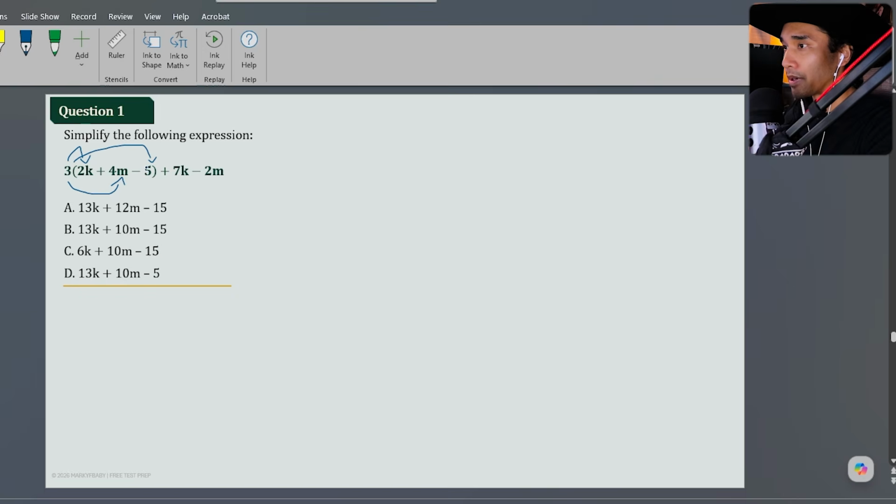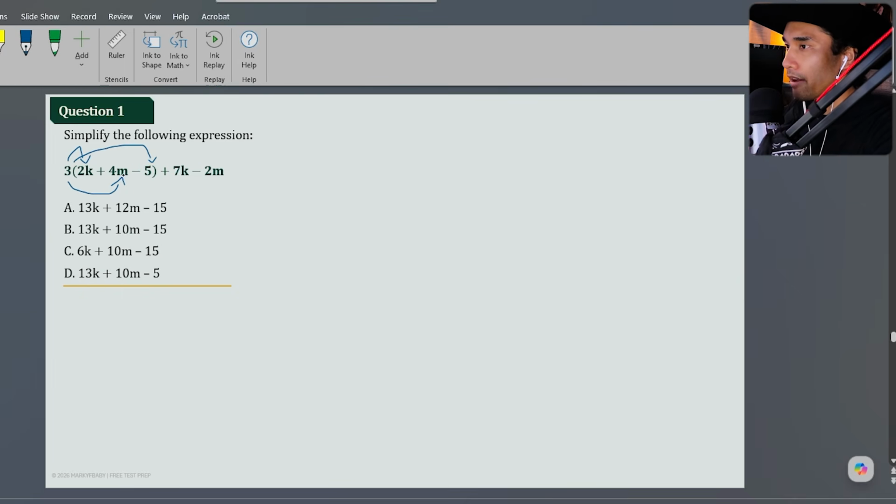Let's remember to pay attention to these negatives, okay? One could say 3 times 5 and then get 15, but then they might not know what to do with the negative. So just remember to pay attention to the signs. It's going to be very important when we advance.